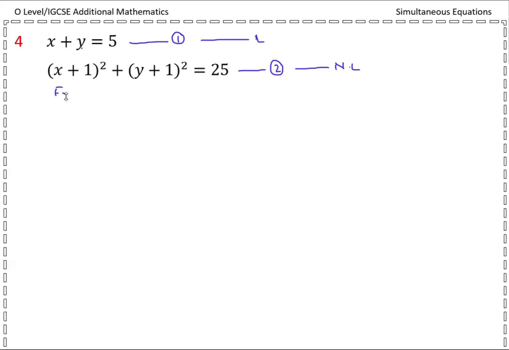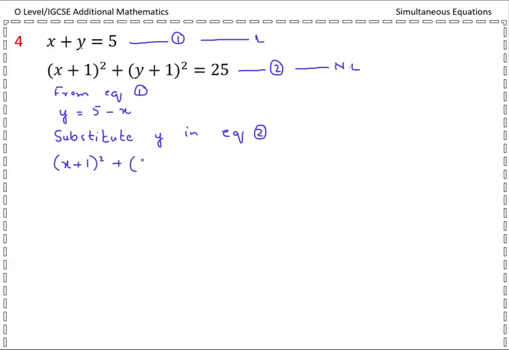So from equation 1, we'll make y the subject of the formula. Y is equal to 5 minus x. Now we will substitute this in equation 2. In equation 2, we have x plus 1 whole square plus y plus 1 whole square is equal to 25. We can first solve these brackets and then substitute, or we can substitute directly here in place of y, 5 minus x. X plus 1 whole square plus 5 minus x plus 1 whole square is equal to 25.